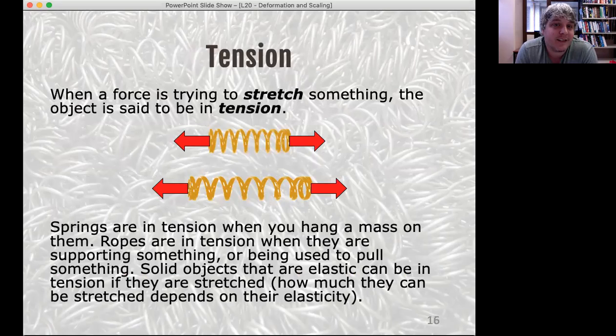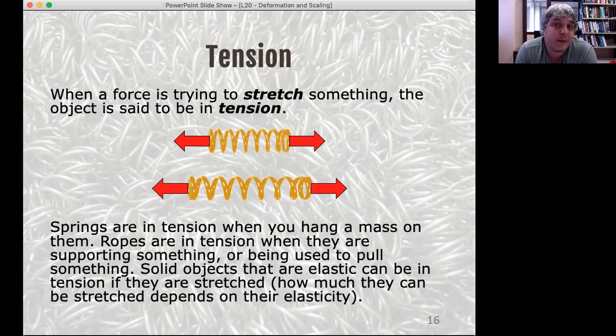When a force is attempting to stretch something, we call the object as being in tension. We say it is in tension. So springs are in tension when you hang a mass on them. Ropes are in tension when they are supporting something. So if you hang something off a rope, that's in tension. But solid objects that are elastic can be in tension as well. So any solid object that can stretch slightly is in tension.